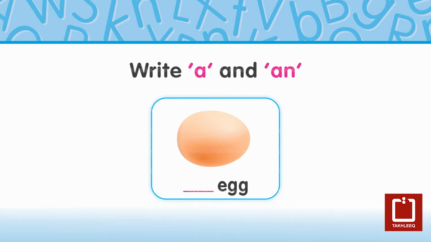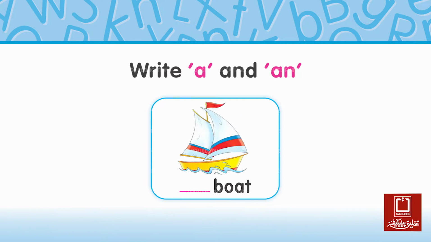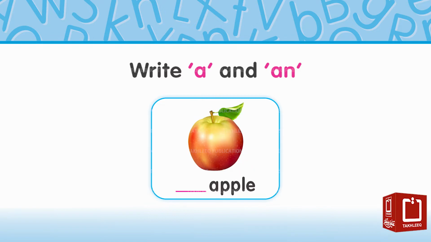Here is word egg. Egg starts with vowel E, so we write here N. Here is a word bought. Bought does not start with vowel, so we write here A. Here is a word apple. Apple starts with vowel A, so we write here N.